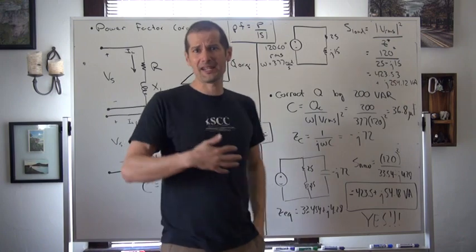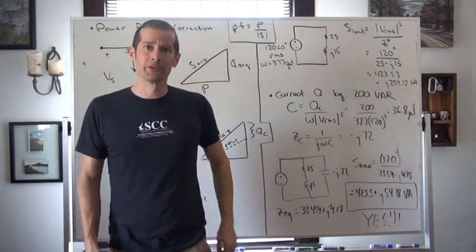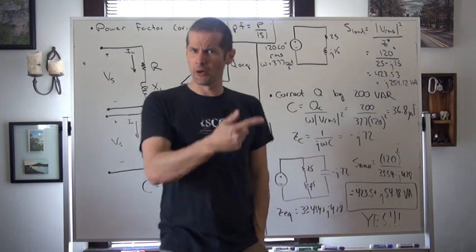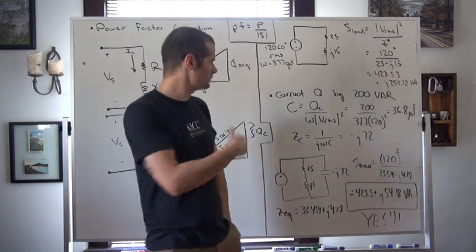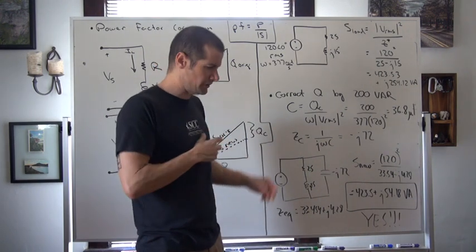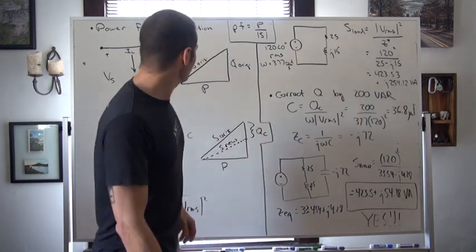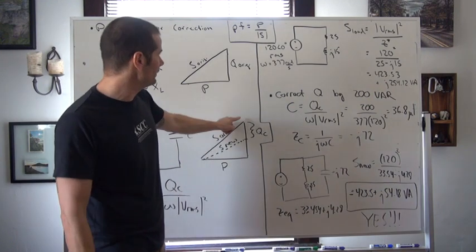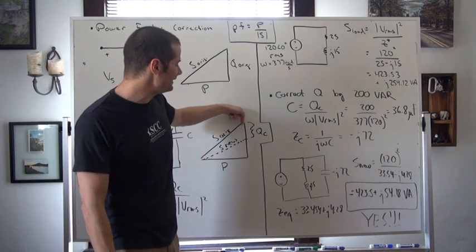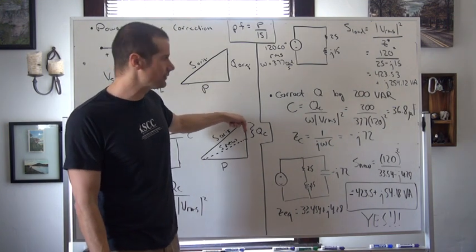So let's just say hypothetically, I don't know, it's Sunday and it's brunch time. Let's just go ahead and correct that by 200 var. Sounds like a good number. Let's knock it down by that. So what we're going to do, guys, is take that original 254 and bring that down by 200 var.